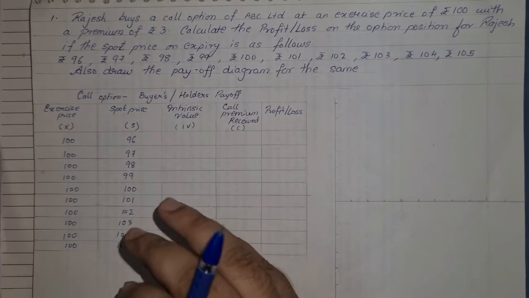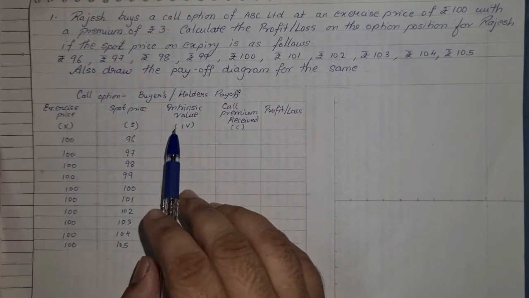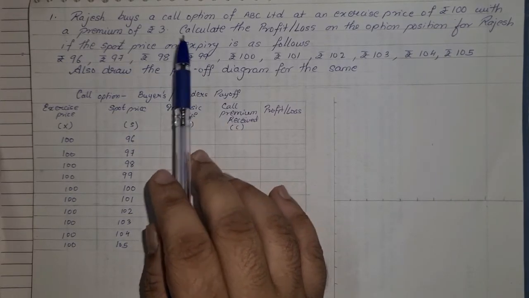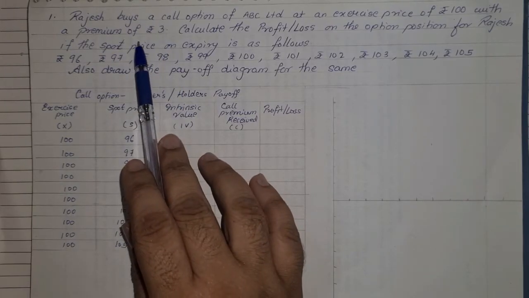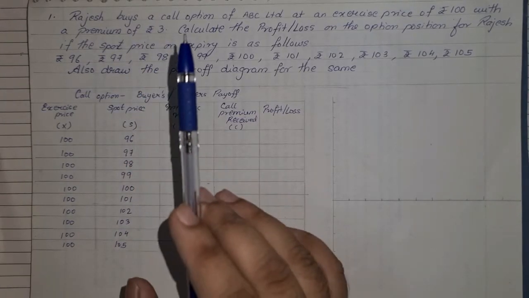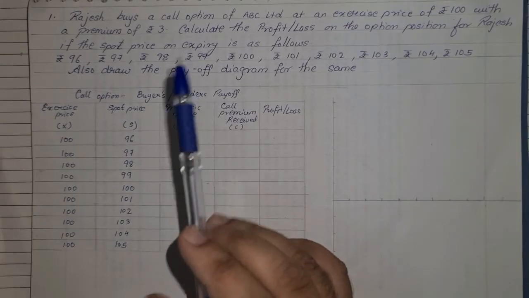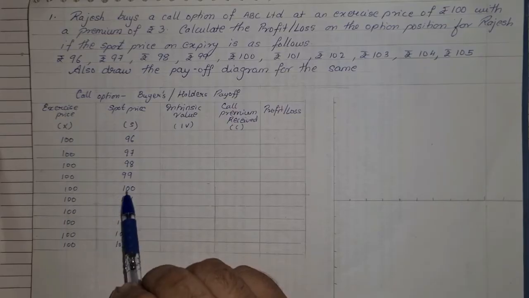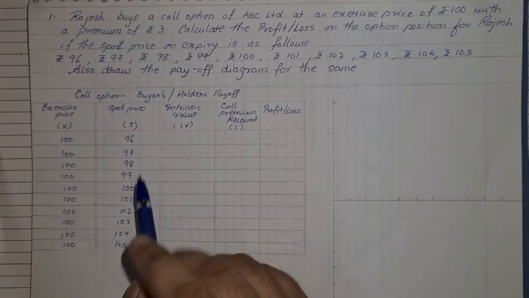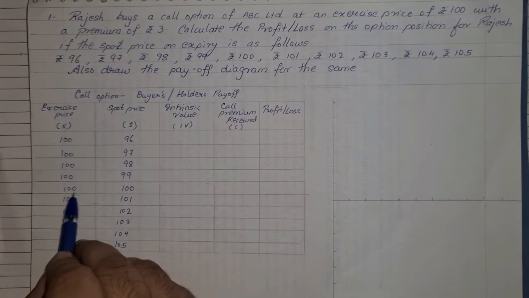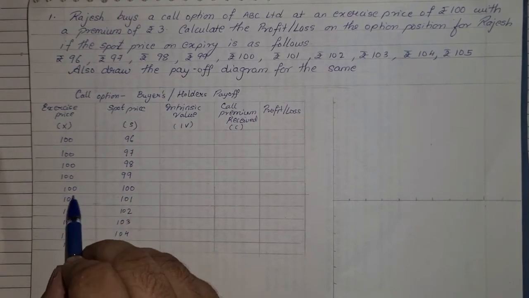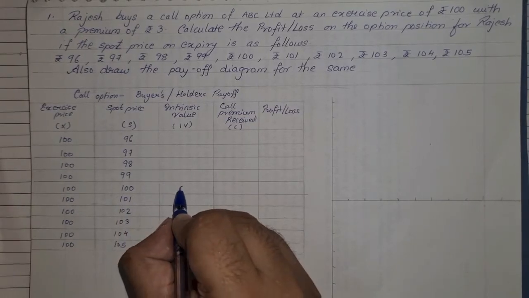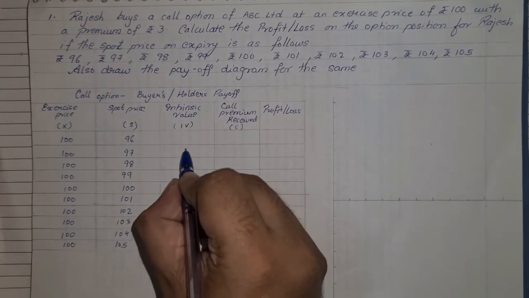Now comes the most important part, the intrinsic value. Remember, when we are solving a sum based on a call option, and whenever we have a buy call, always remember the intrinsic value, up to the point when the spot price matches the exercise price, will always be 0. Up to that level, the intrinsic value will all be 0.